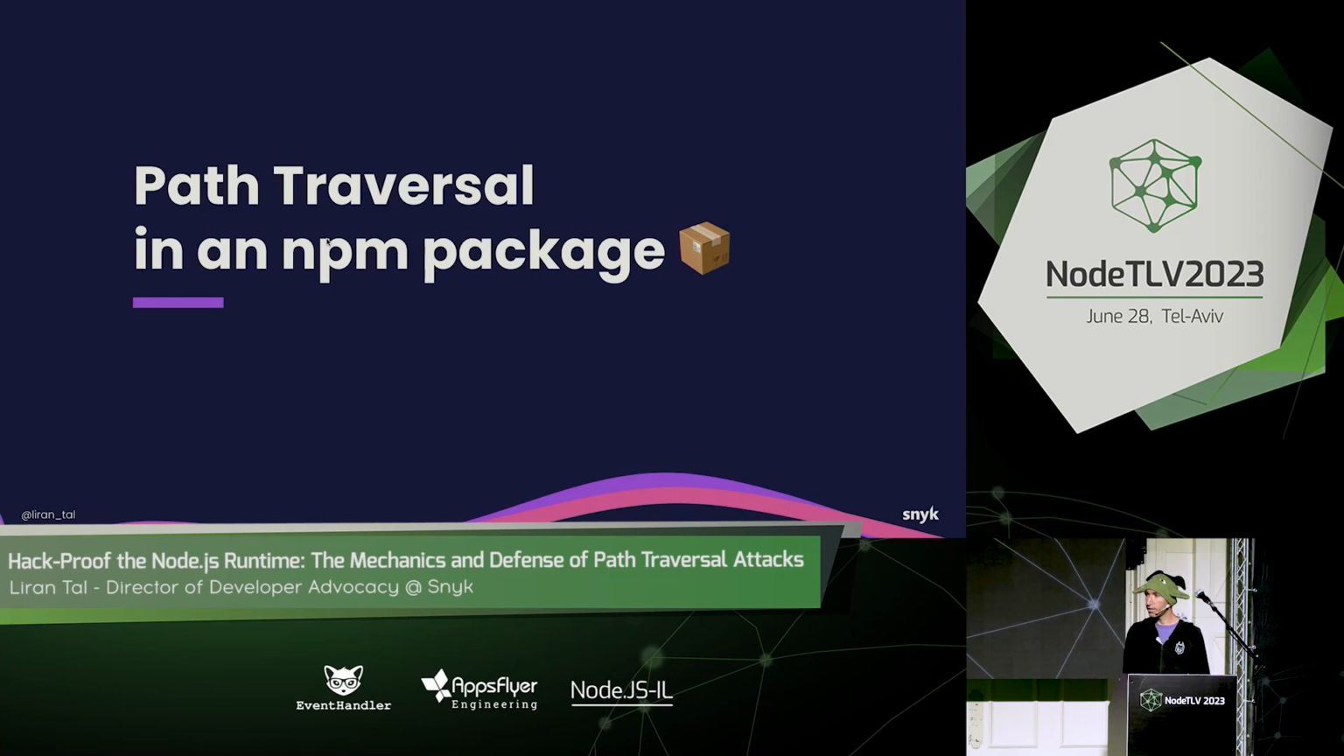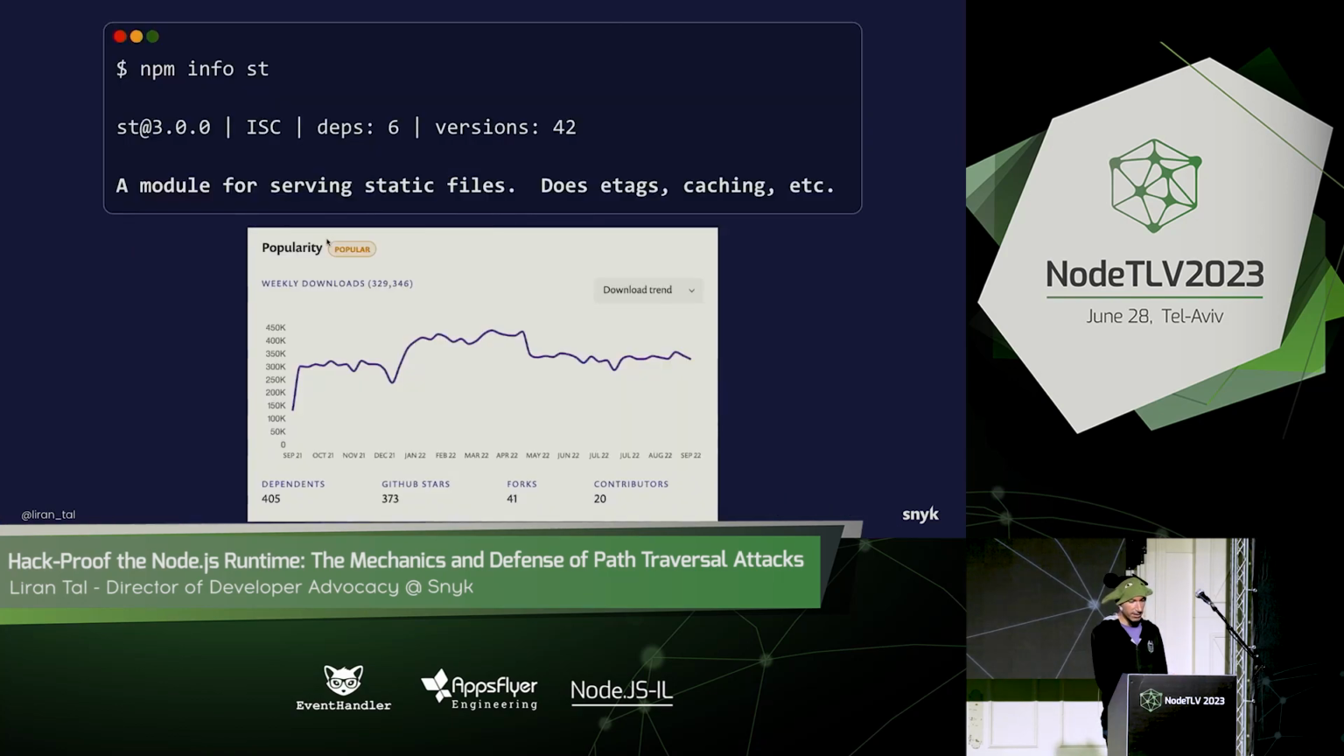First off, we'll see an actual vulnerable NPM package. Some of you might have heard of. It has a lot of downloads, as you can see, about 500,000 weekly of them, so definitely millions over a month period. Maybe you know this package called ST, which is usually used as a middleware to Express to serve static files.